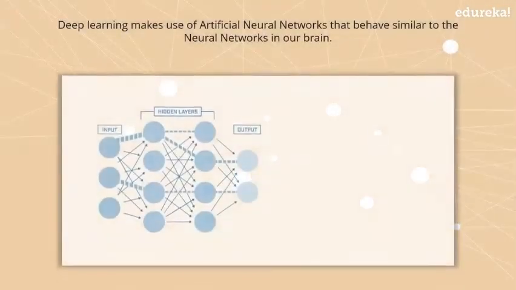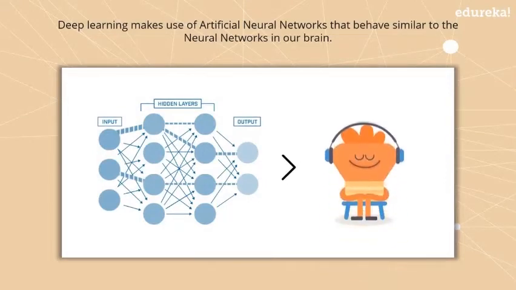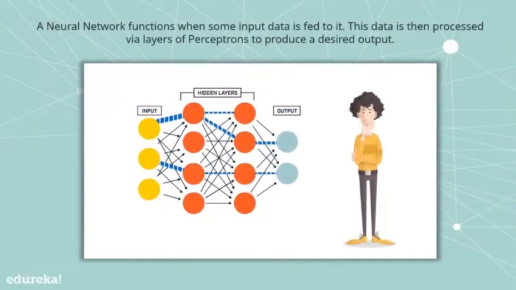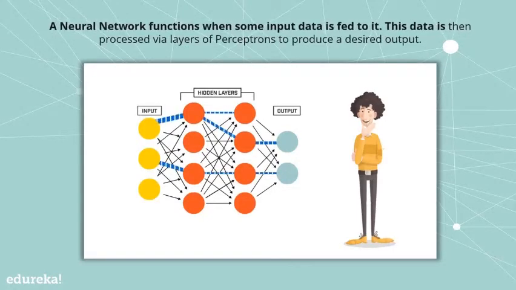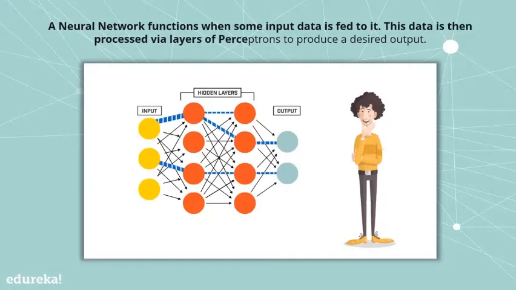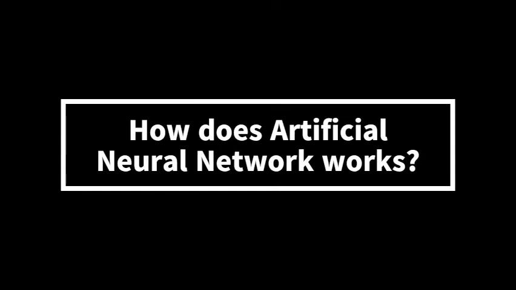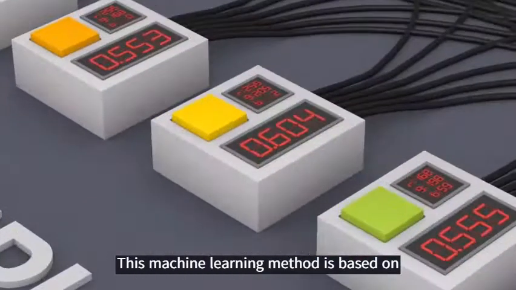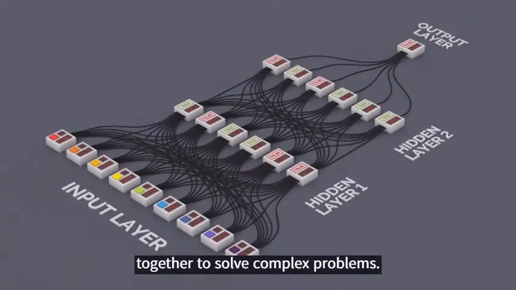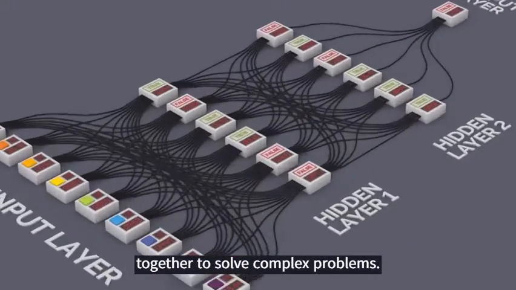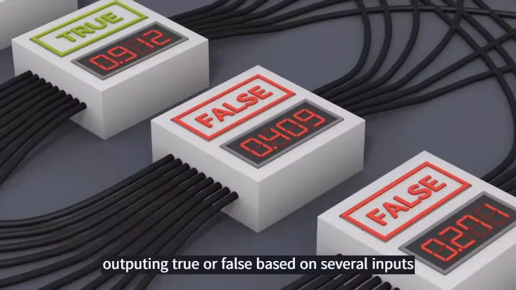Deep learning makes use of artificial neural networks that behave similar to the neural networks in our brain. A neural network functions when some input data is fed to it. This data is then processed via layers of perceptrons to produce a desired output. This machine learning method is based on web of simple computation units that work together to solve complex problems. Each unit has a simple task, outputting true or false based on several inputs.